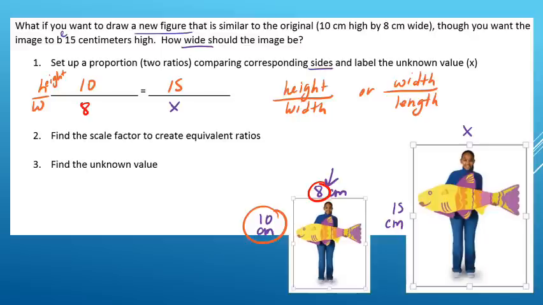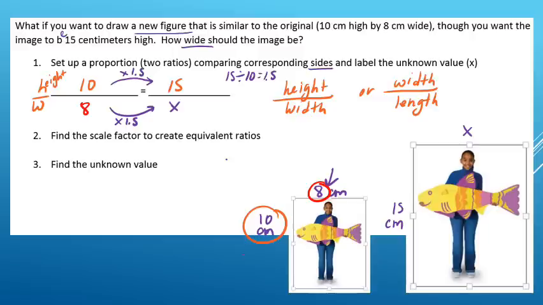So what I need to think about is, what is the scale factor that I need to create equivalent ratios? So I'm going to think about, what would I multiply 10 by to make 15? Well, if I'm stuck, I could always do 15 divided by 10 to find that number, which should be 1.5. So 10 times 1.5 would give me 15. So now I can do the same thing on the bottom. I'm finding that same value that will make these two ratios equivalent.